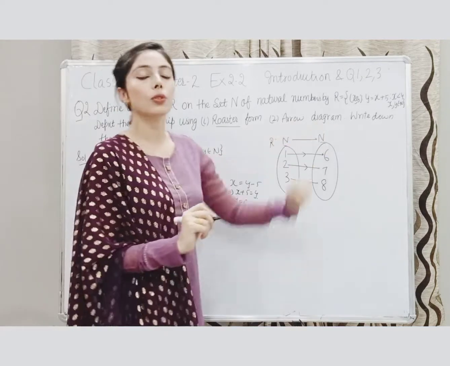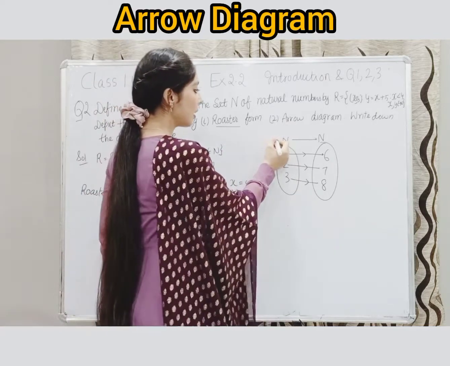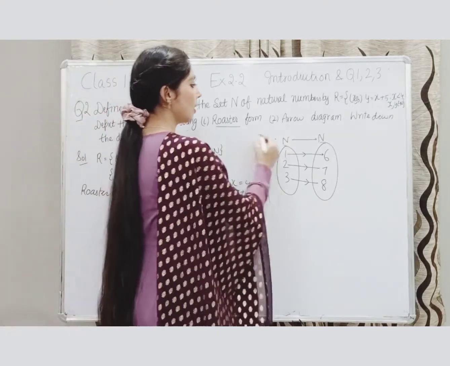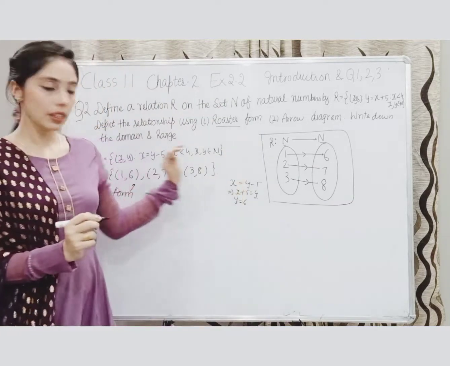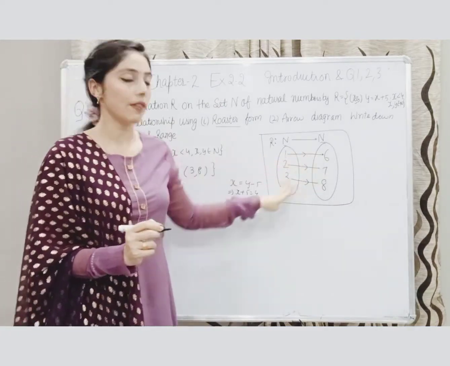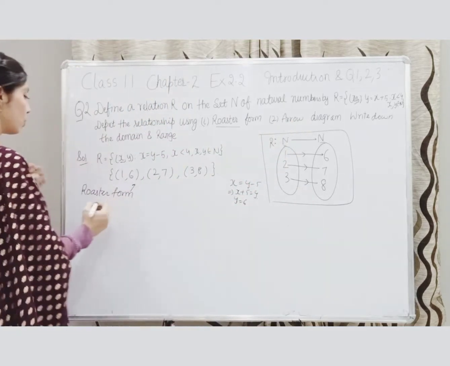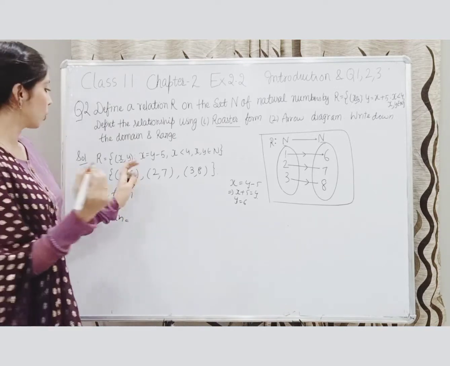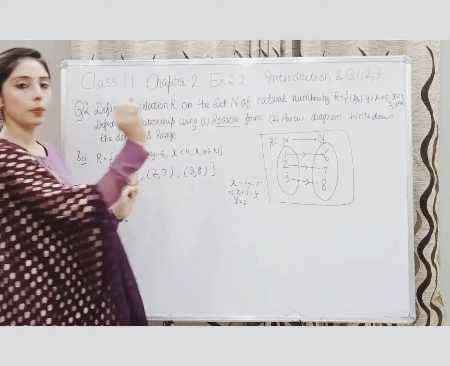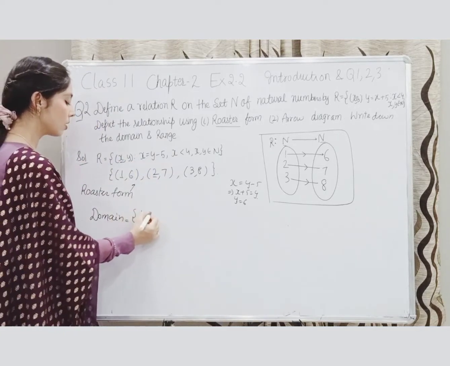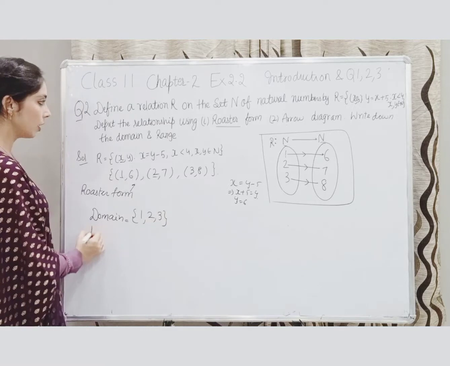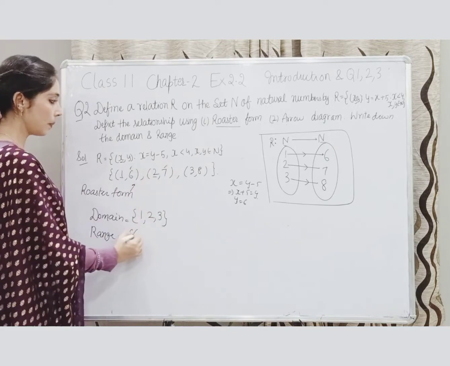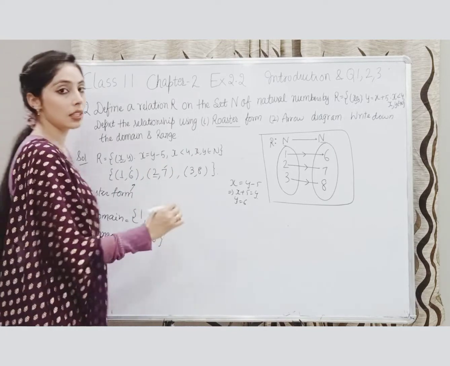Second, we have to draw the arrow diagram. Here R is a relation from N to N. This is the arrow diagram for this relation: 1 goes to 6, 2 goes to 7 and 3 goes to 8. Now we have to write the domain. The domain is the first element of all the ordered pairs in R. These will be 1, 2, 3. What will be the range? The range is the second element of the ordered pairs in R. This will be 6, 7 and 8.